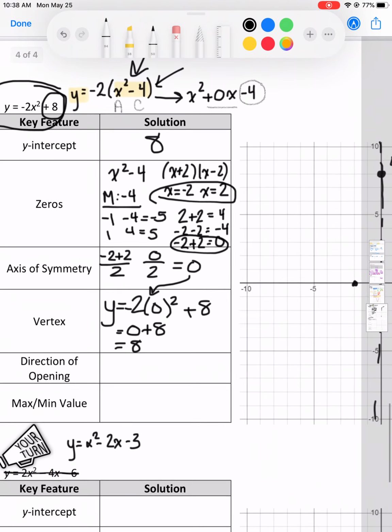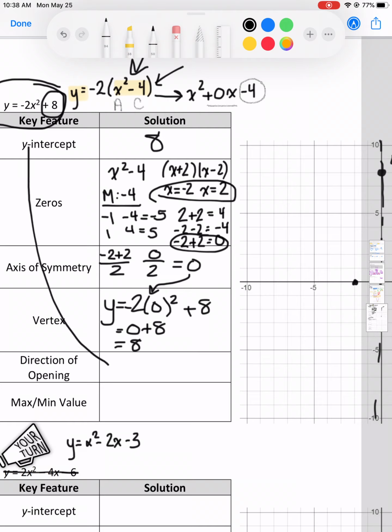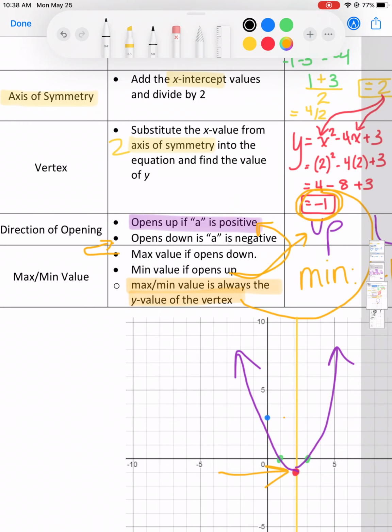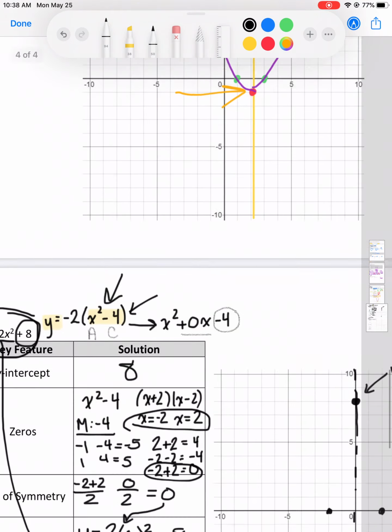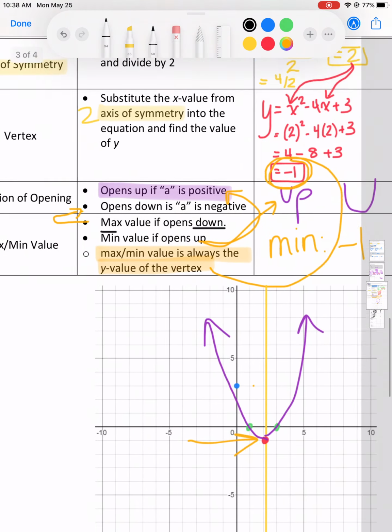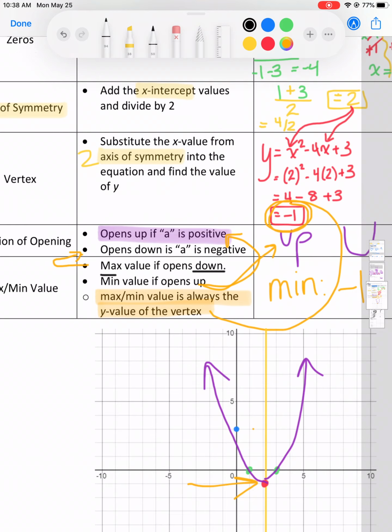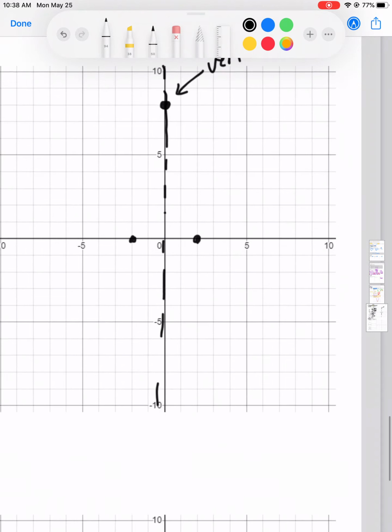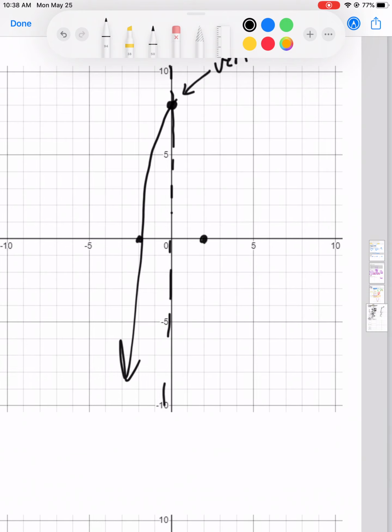Does it go up or down? Well, if we look at our equation, it's negative, so it's down. And we have a max or min value. Well, because we know it's going down, we're going to have a max value. A max is always the y value of the vertex. Well, the y value of the vertex, we figured out was 8. So that one just kept coming up a lot. And whoop, whoop. Okay.